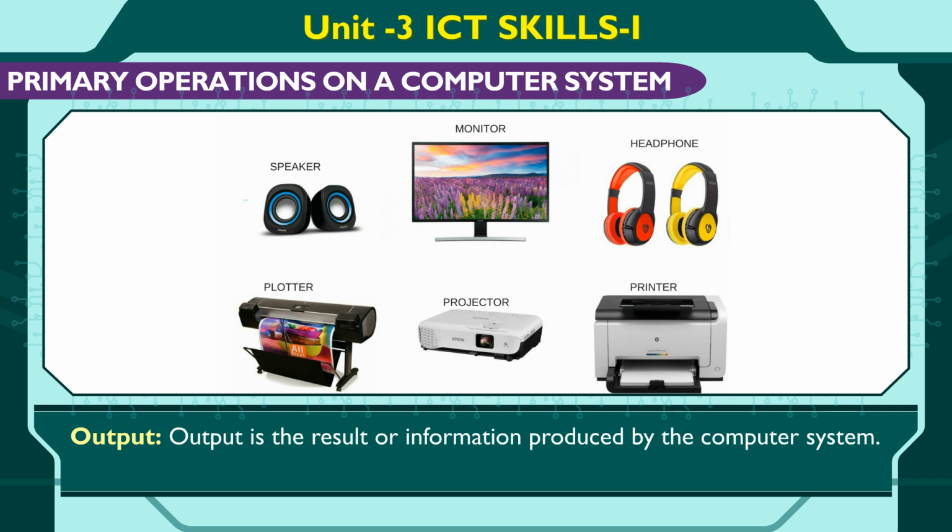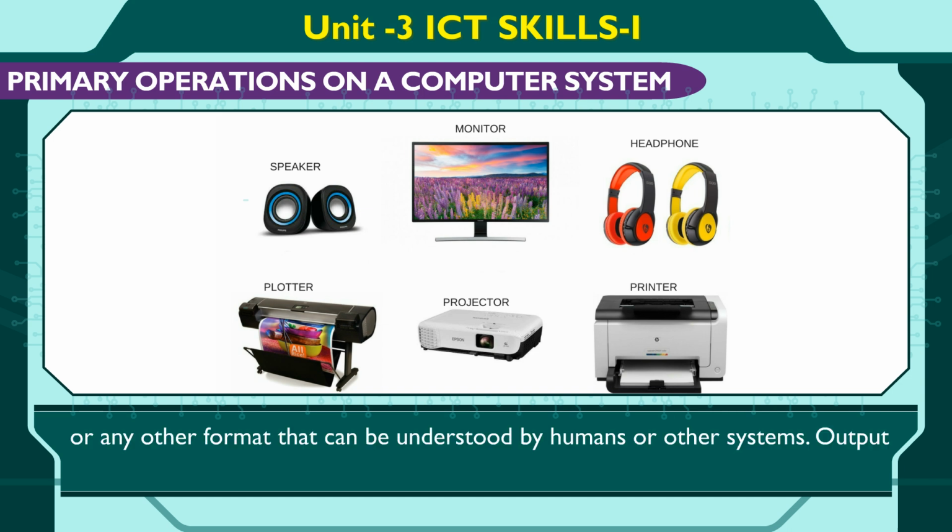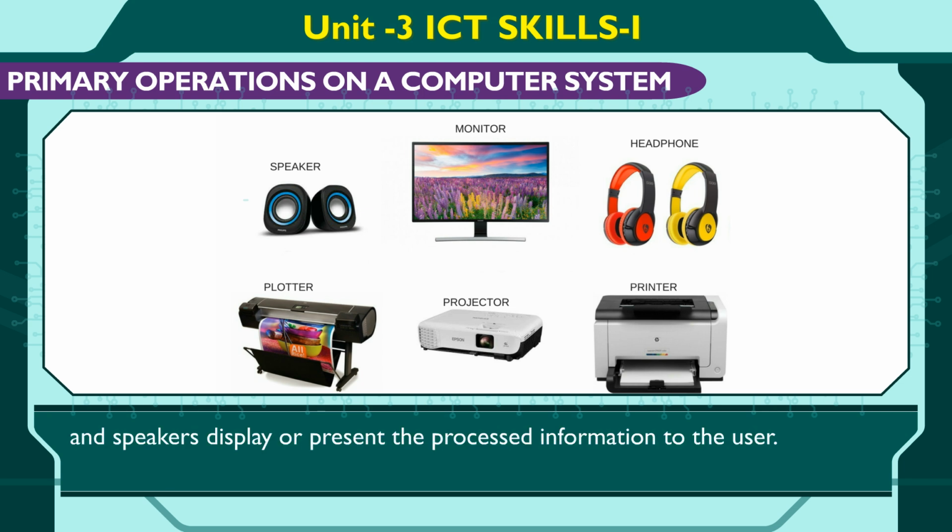Output. Output is the result or information produced by the computer system. It can be in the form of text, images, sounds, or any other format that can be understood by humans or other systems. Output devices like monitors, printers, and speakers display or present the processed information to the user.